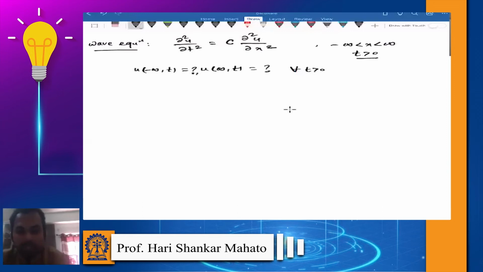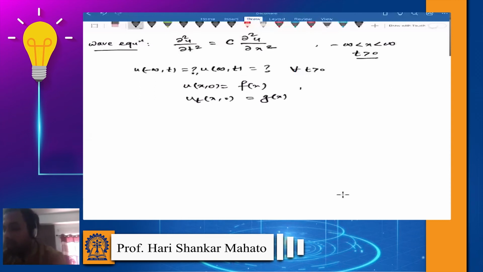So here, at x equals minus infinity and at x equals infinity, we are basically not implementing any kind of boundary condition. Now what we can do is always impose some kind of initial condition. So let's say u(x, 0) equals some f of x, and u_t(x, 0) equals some g of x for x in the real line. So we can impose initial conditions, but we are not imposing any kind of boundary condition.